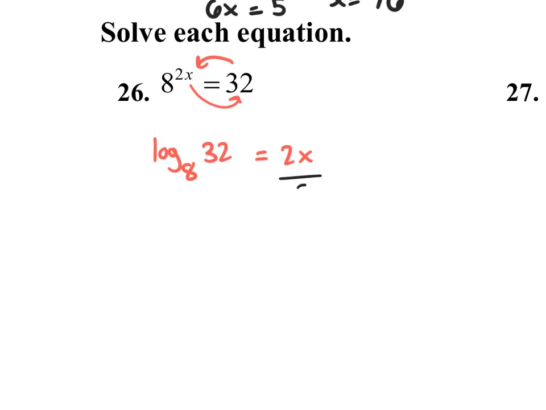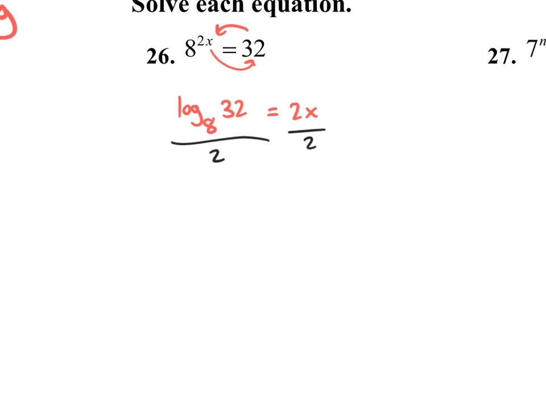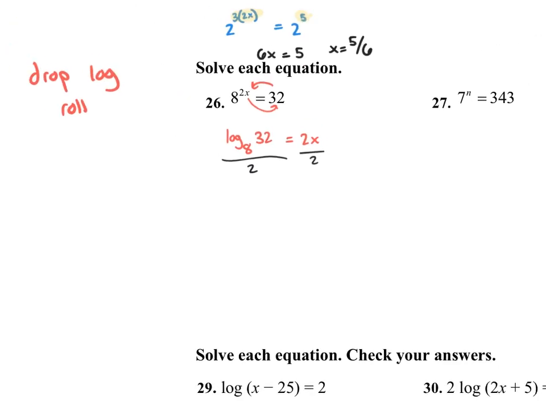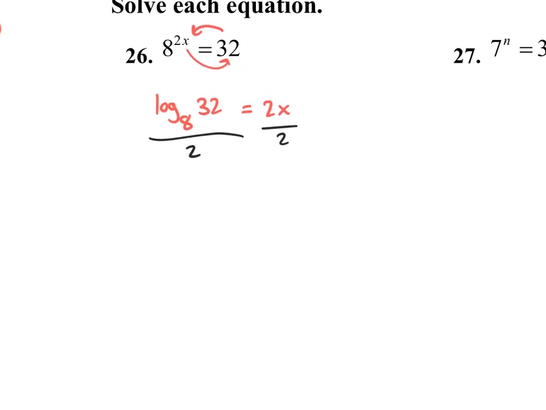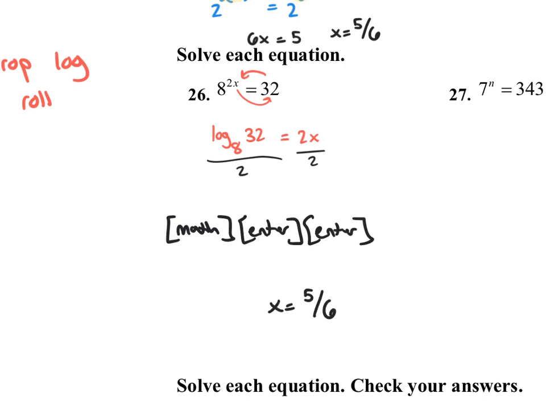Now, in order to get x by itself, I need to divide by 2. And if you typed in log base 8 of 32 and you divided it by 2, you'd get a decimal. But then if you hit math enter, you would recognize that you get the exact same answer of 5 over 6.